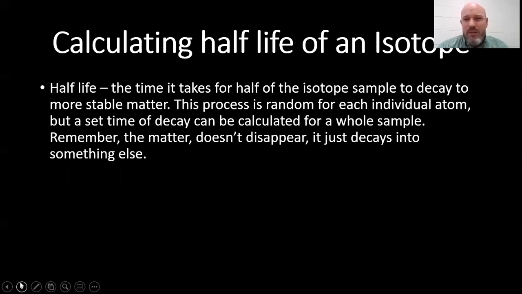Remember that the matter doesn't disappear, it just decays into something else. So I think that's sometimes a common misconception with half-lives, is that stuff is disappearing. It's not disappearing. You still have the same amount of matter you started with, but it's decayed into a daughter isotope and particles. And if you were able to gather all of those particles and atoms, you would still have 100 grams of matter.